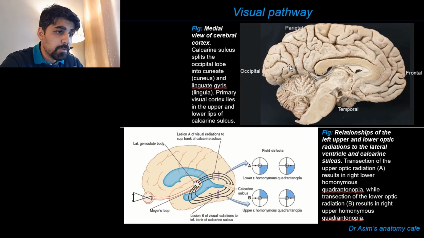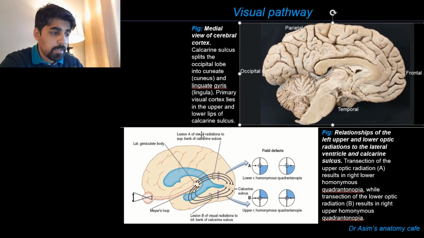Within the occipital lobe, we can see a sulcus over here known as the calcarine sulcus, which splits the occipital lobe into two gyri. There is a cuneate gyrus or cuneus at the top, and a lingual gyrus or lingula down below. The primary visual area lies inside the occipital cortex on either side of the calcarine sulcus, so basically inside the upper lip and the lower lip of the calcarine sulcus, partly inside the cuneus and partly inside the lingula.